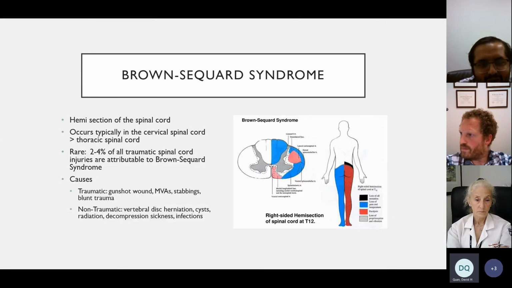Finally, I want to go on to Brown-Séquard syndrome. This refers to the hemisection of the spinal cord, typically occurring in the cervical area. About 2 to 4% of all traumatic spinal cord injuries are actually attributable to this syndrome. It can occur from gunshot wounds, stabbings, and blunt trauma. It can also be non-traumatic, from a lateral disc herniation, as well as cyst radiation. There was also a case study of decompression sickness that I found online.